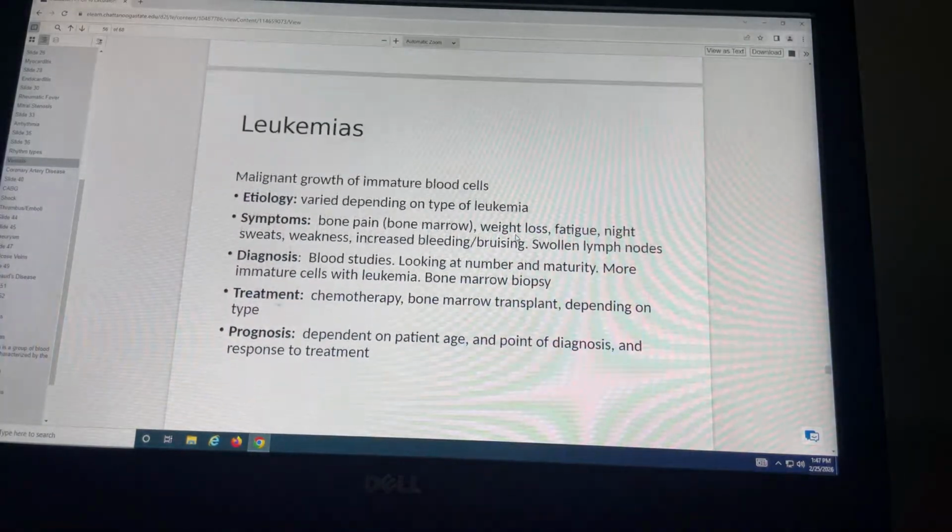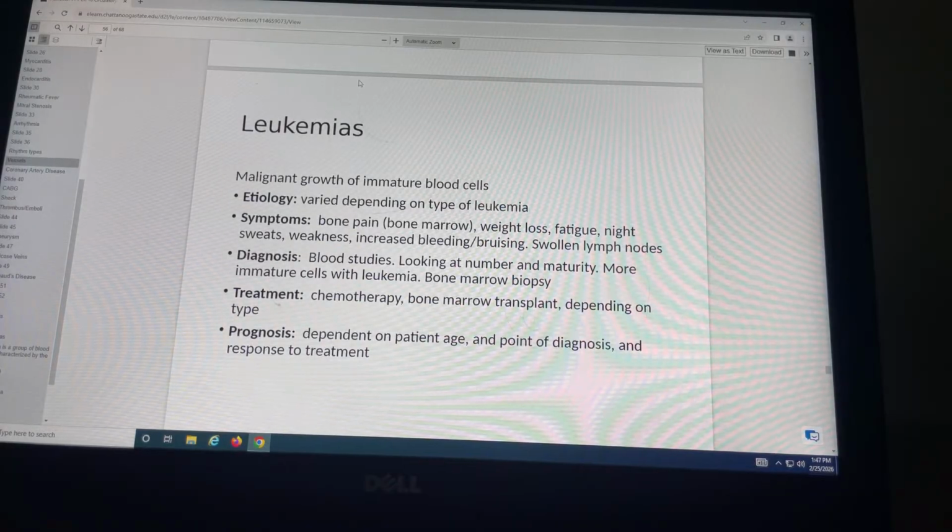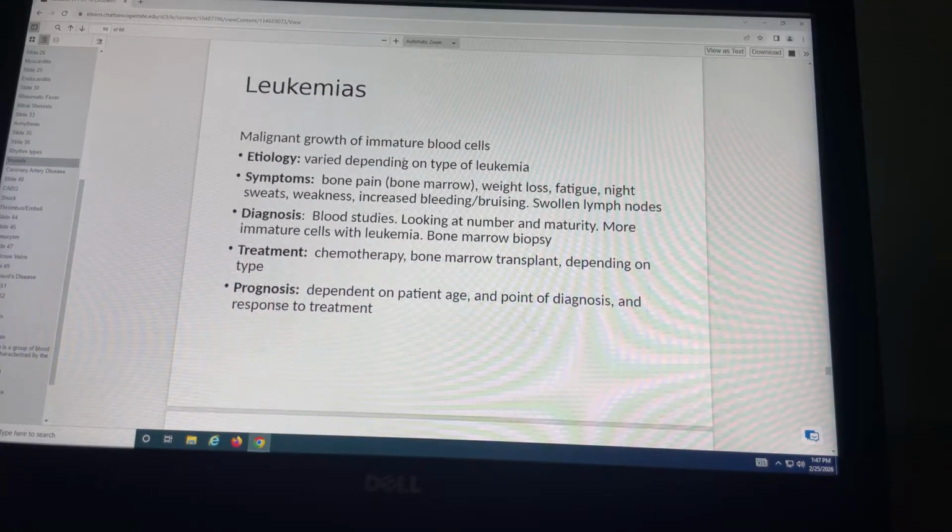Okay, so that was anemias. Now we have leukemias. Okay, anybody know what the root word leuk is from? White blood cells, right? Those are called leukocytes. Okay, so leukemia is talking about in the bloodstream with the white blood cells. There's different types of leukemias as well, but typically this is cancerous.